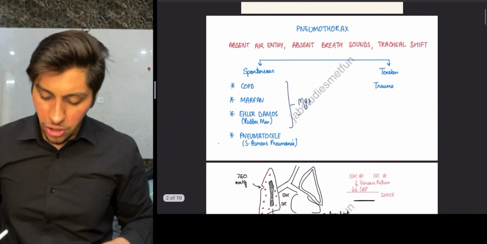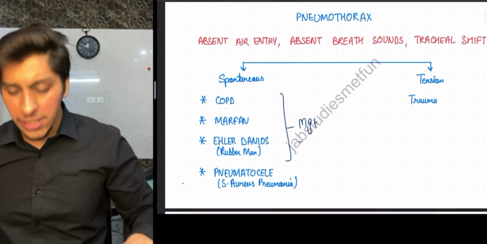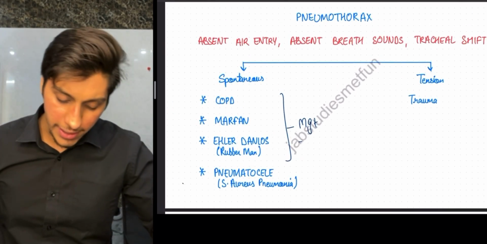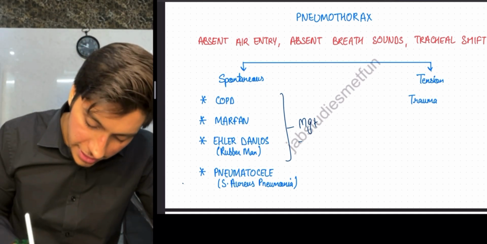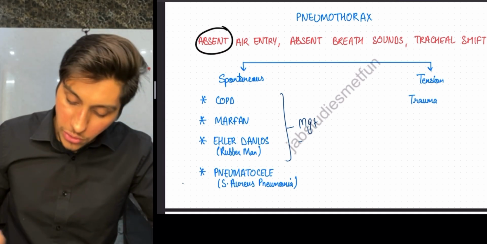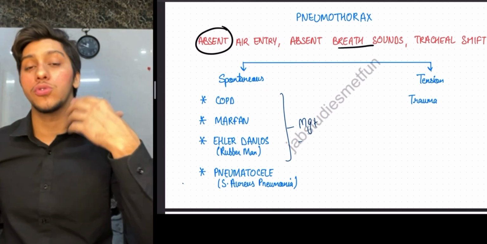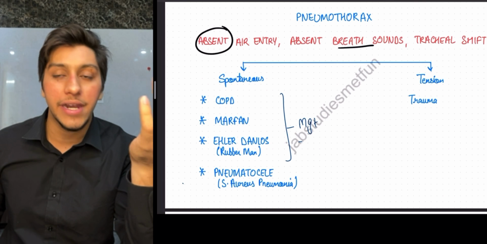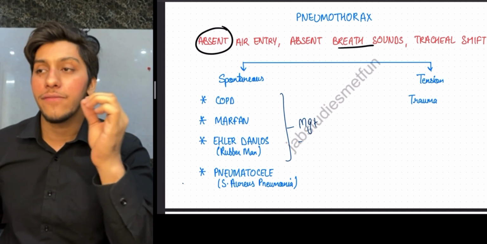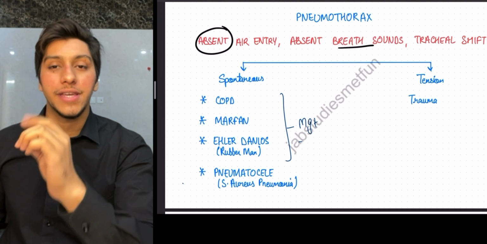Alright, so let's talk about pneumothorax, guys. We have discussed pneumothorax quite well. What are the classical features we see? When you do an auscultation, you find that there is absent air entry, that is, absent breath sounds. On X-ray, how do you see that? Absent vascular marking. There will be no vascular marking in the X-ray.